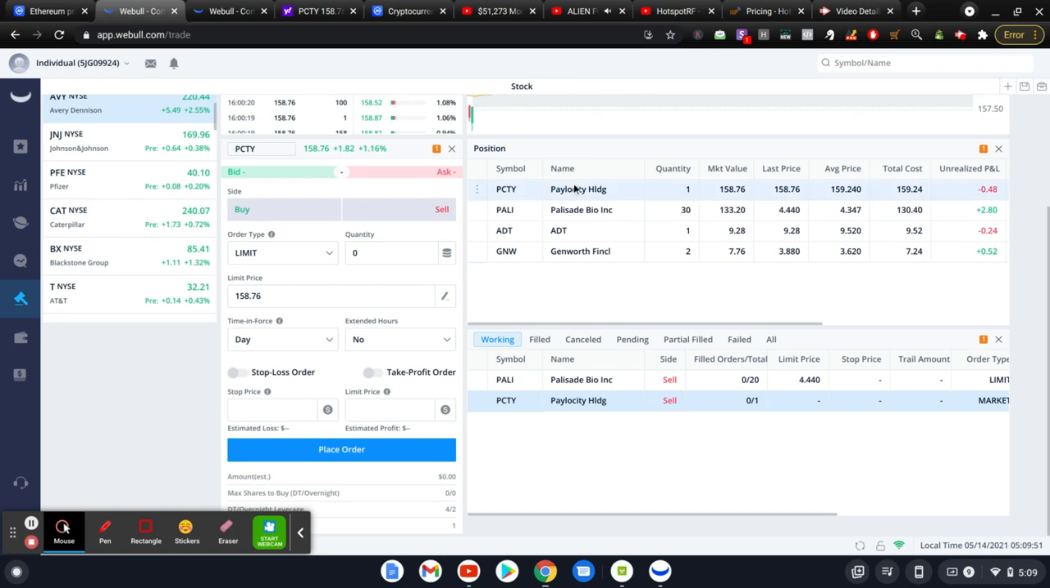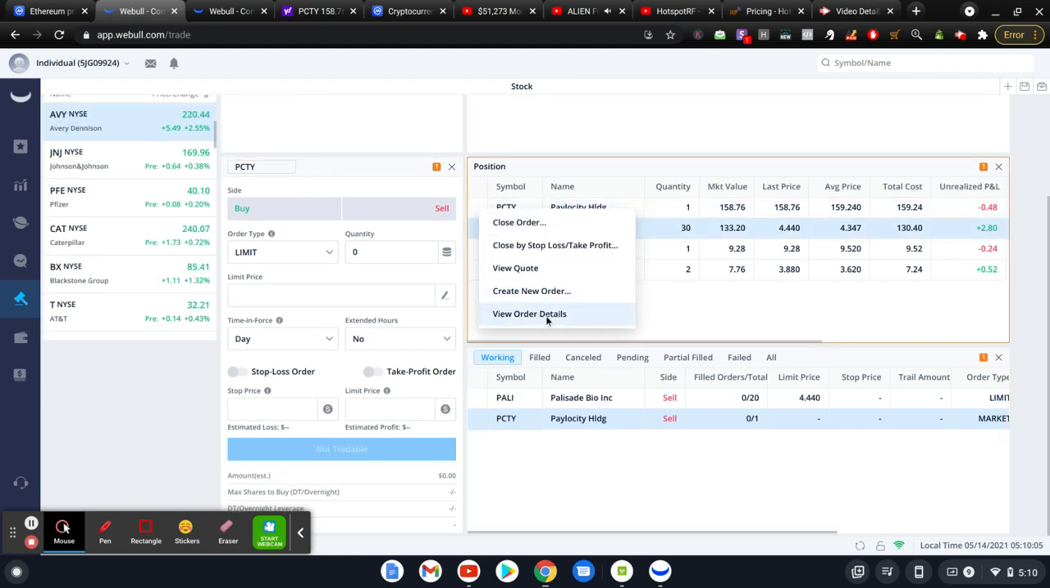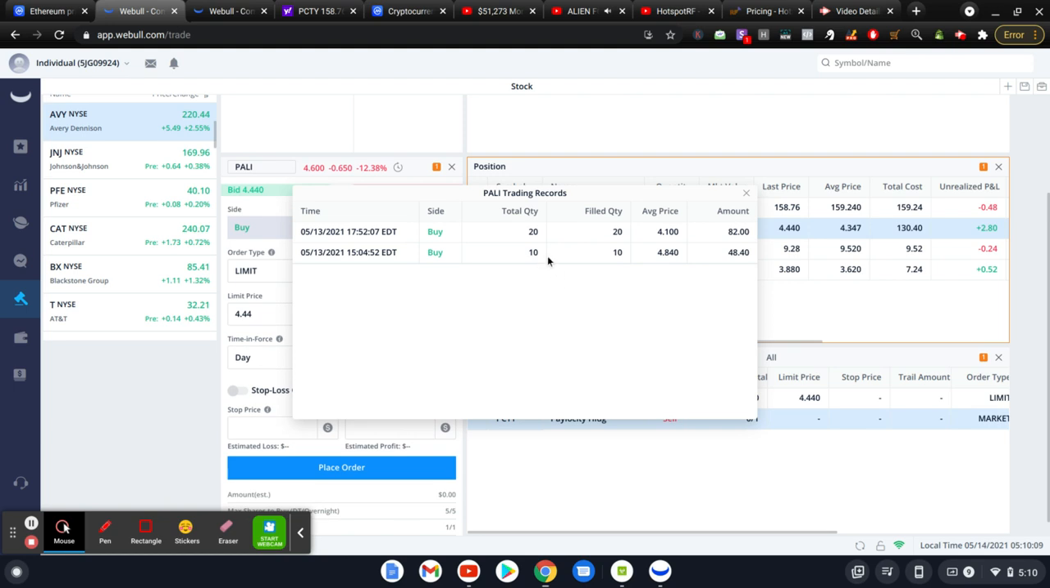So here we are trying to list for sale two of the stocks that I purchased. This one and this one. I have listed 20 of this one. You can see that I have 30 at the moment. If I view the details of the order, you'll see that I made two different orders. One for 20 at this price. One order for 10 stocks at this price.